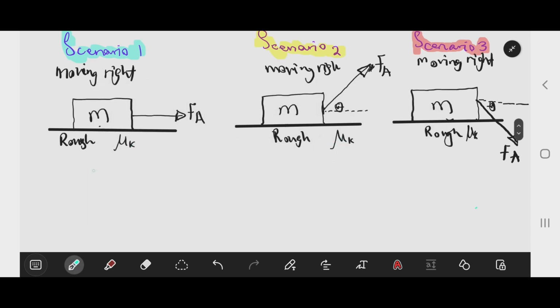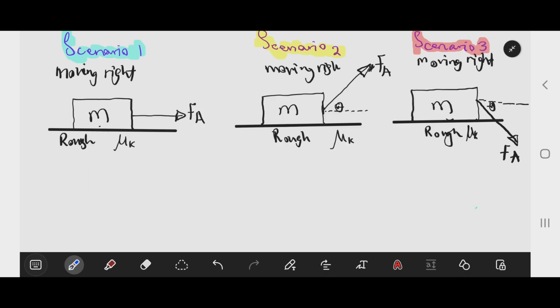So the free body diagram for the first scenario: we have the applied force, which is to the right. Since we have mass m, we have gravitational force going downwards. And since we have a surface, we will have a normal force which will act perpendicular to the surface. And since we have a rough surface, we will have friction.